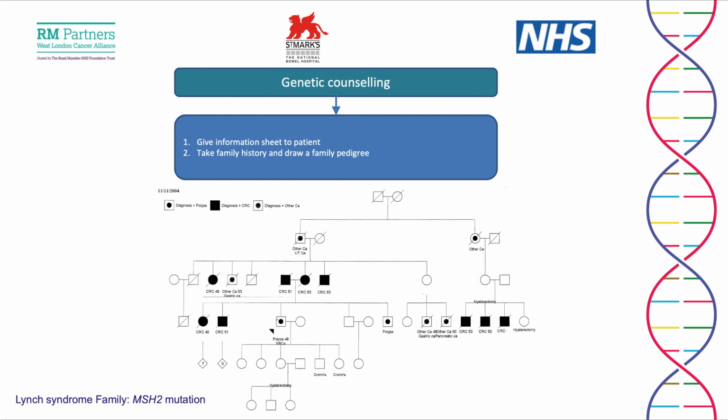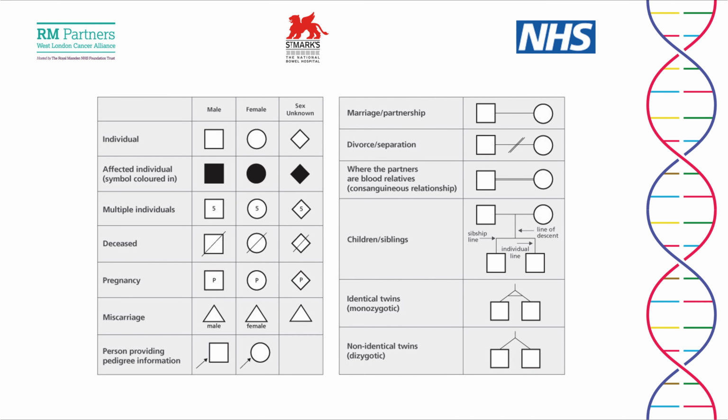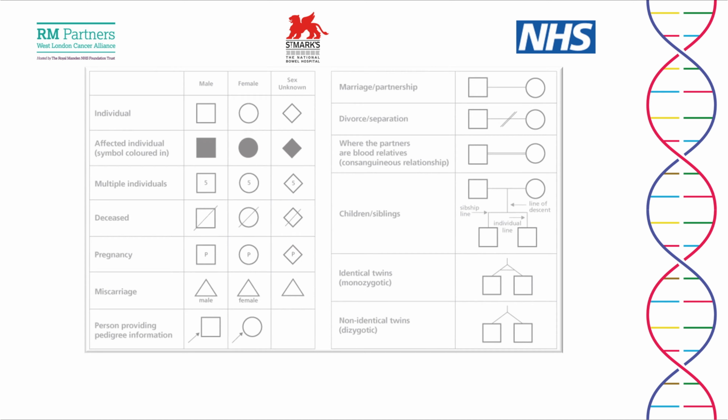It's recommended you take the patient's family history of cancer. The best way to do this is to draw a family pedigree. This is an example of a 4-generation pedigree. You use these symbols and lines to draw a visual representation of the family. This is known as a family pedigree and can be used to teach patients about their risk.